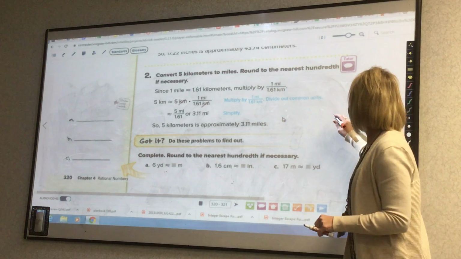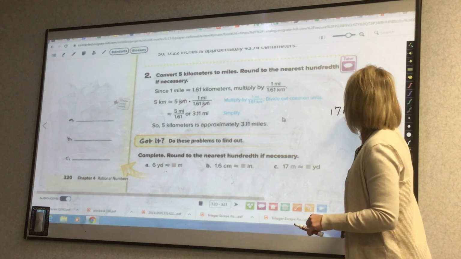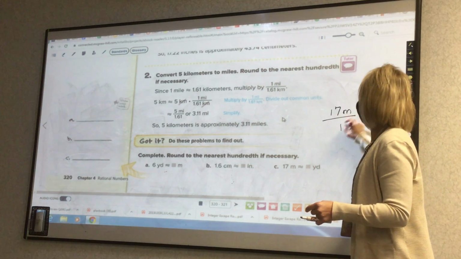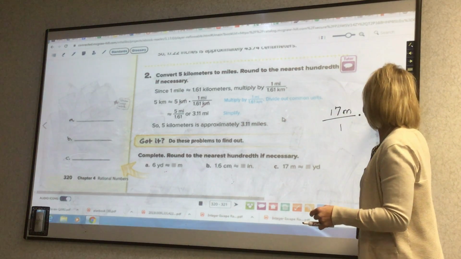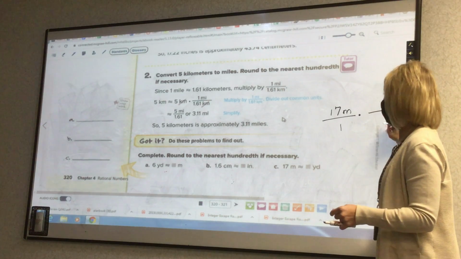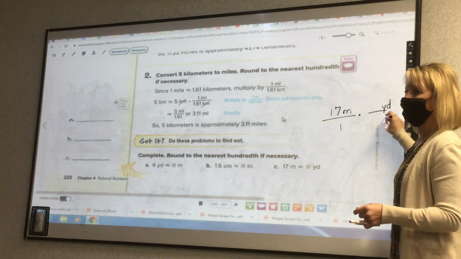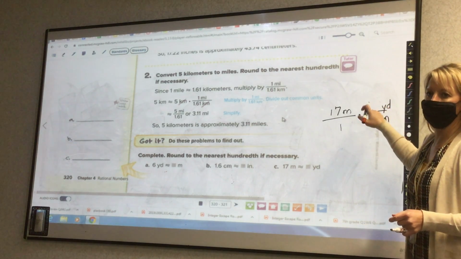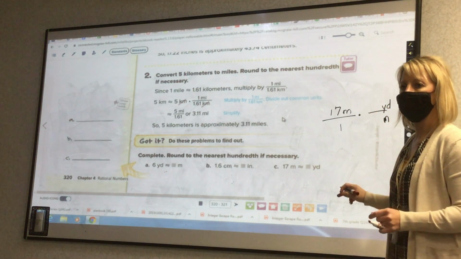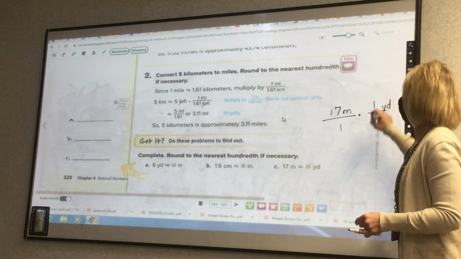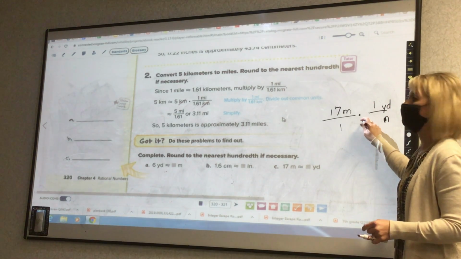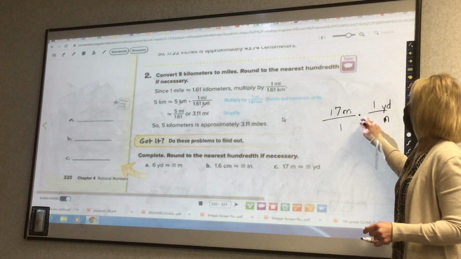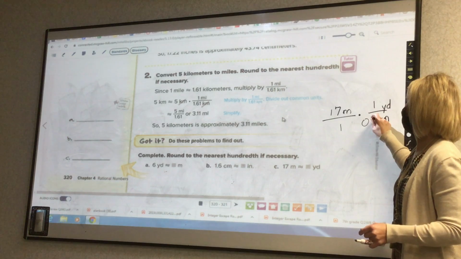So to set it up, I want 17 meters on top, and that's going to go over what number? Times something yards, and what's my label down here? Meters. And then cancel out the meters. So is it 1 yard and then so many meters, or what's in your chart? I got 1 yard is how many meters? 0.91. 0 and 91 hundredths.